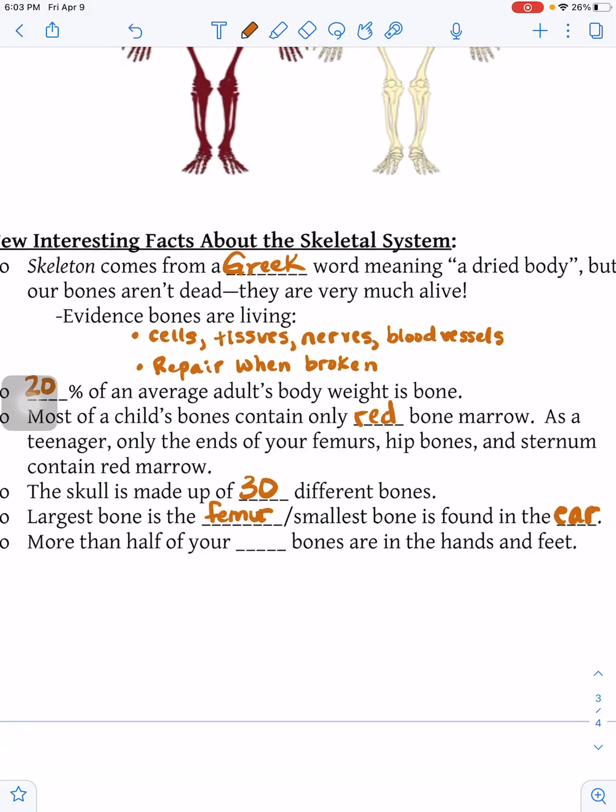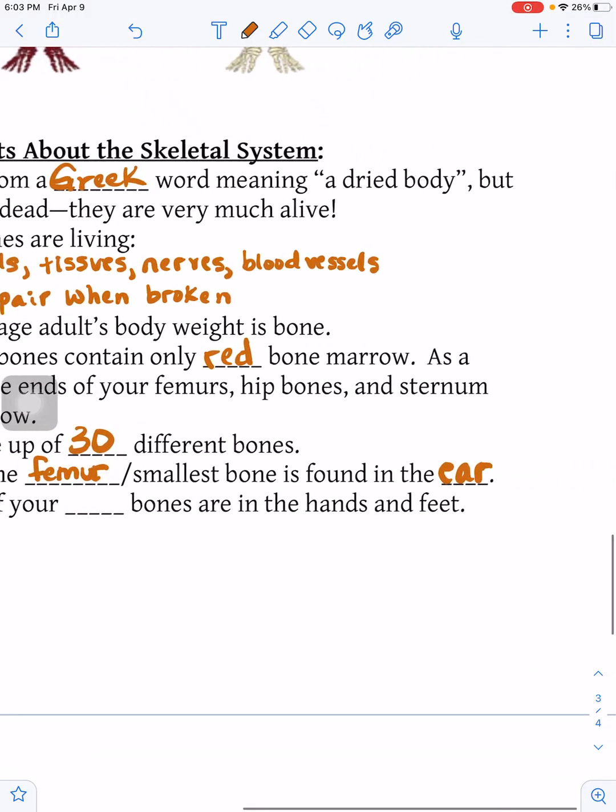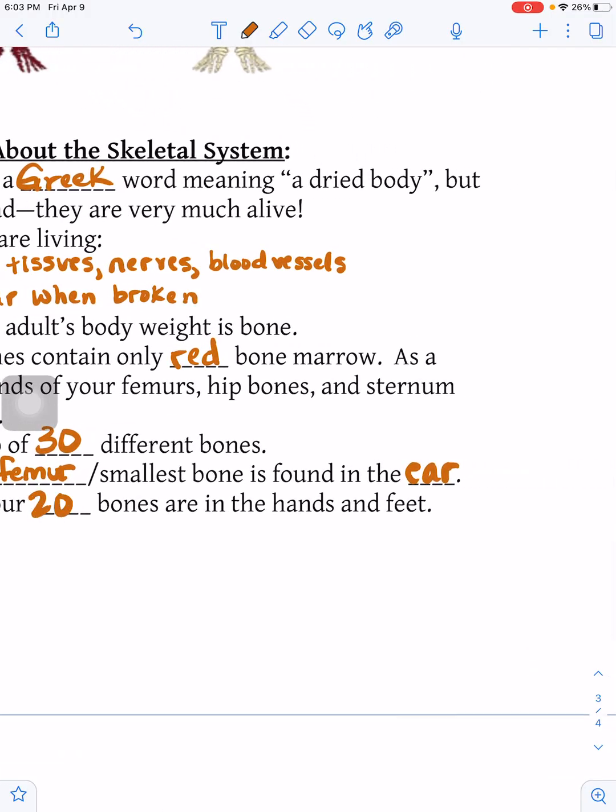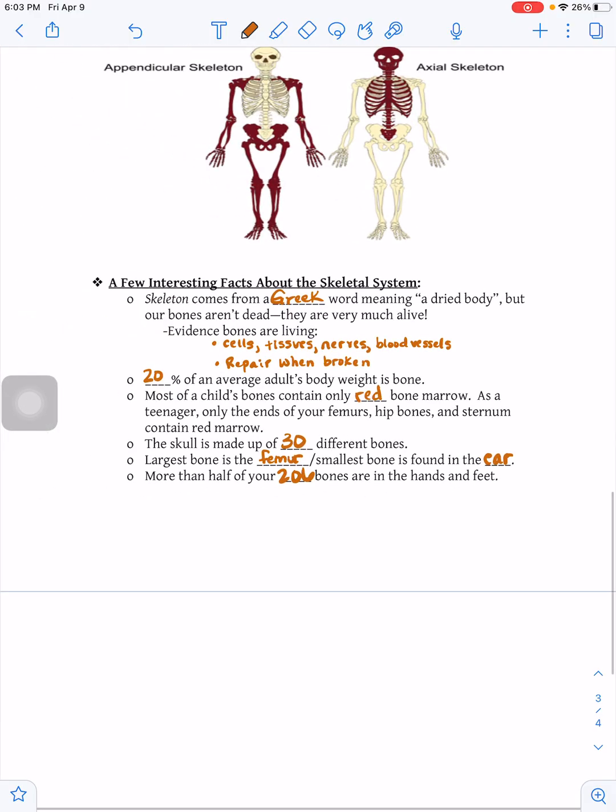And lastly, more than half of your 206 bones are in your hands and feet. More than half of your bones are in your hands and feet. Okay, so that was the quick facts. You can pause it, write it down. We're going to move on to your muscular notes quickly. And those are, I think, shorter. Okay.